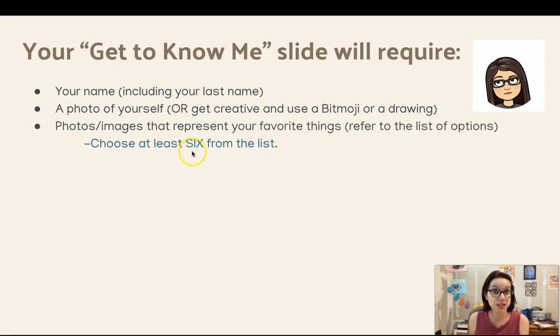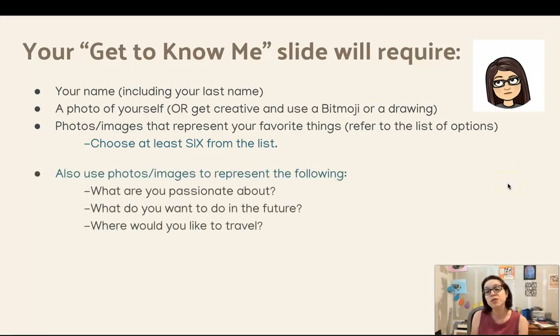Choose at least 6. So if you really want to put a lot of information in there about you, you can go crazy and add a lot of graphics. There's a lot of cool things in Canva. And you're also going to use images and photos to represent the following.